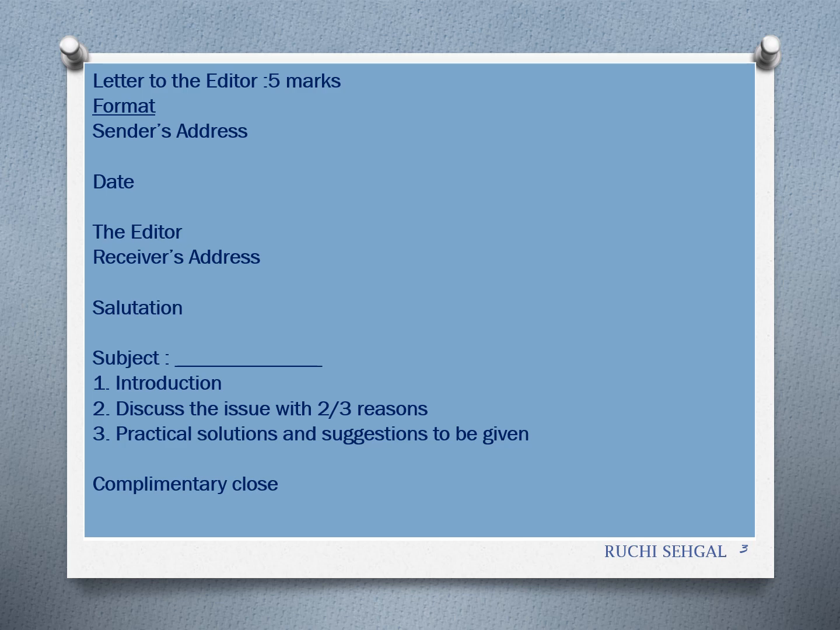As you can see, I have also mentioned a little bit about the body of the letter. The first paragraph usually is about introduction. Second, you discuss the issue with 2-3 reasons. And when I say issue, usually you will find again that letter to editor, it tries to pick up an issue or a problem. So that has to be discussed in the second paragraph. And third paragraph, you need to give practical solutions or suggestions. This is very important, children. Give at least 2 to 3 suggestions or remedies.